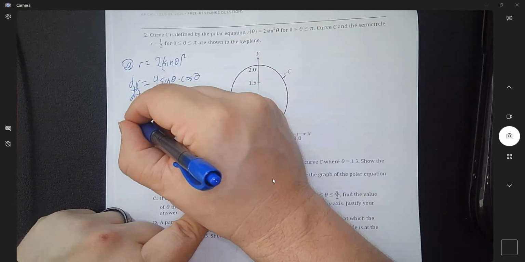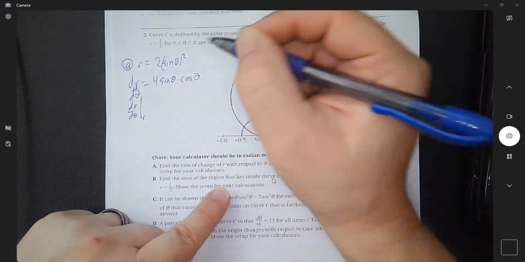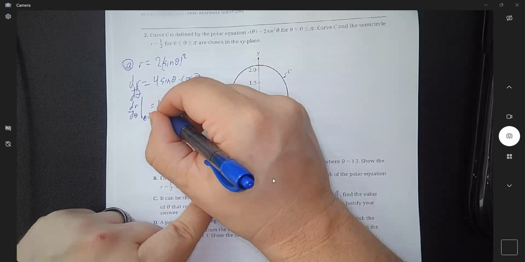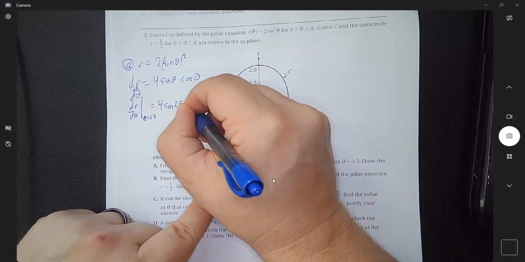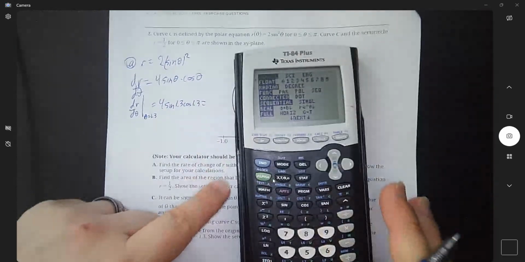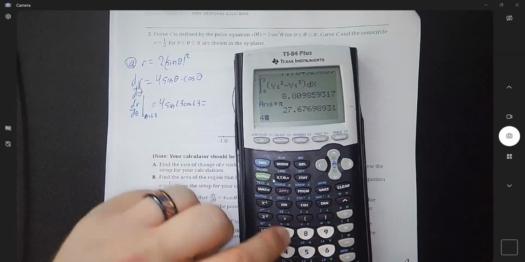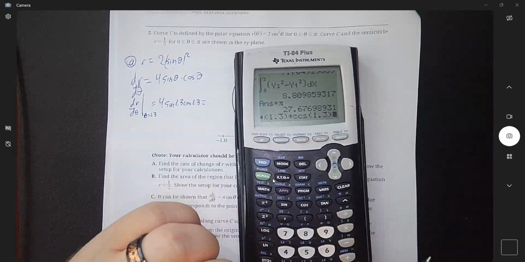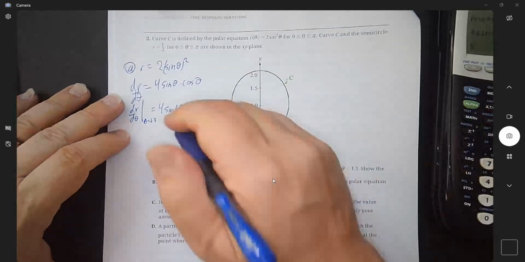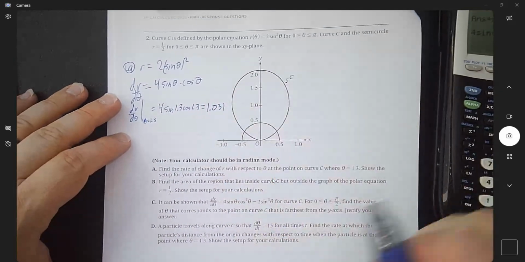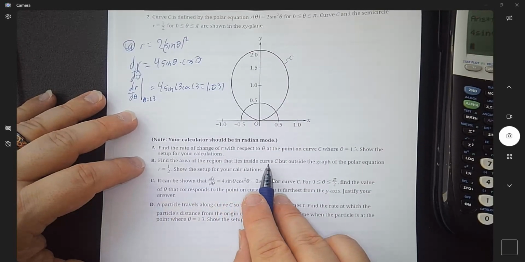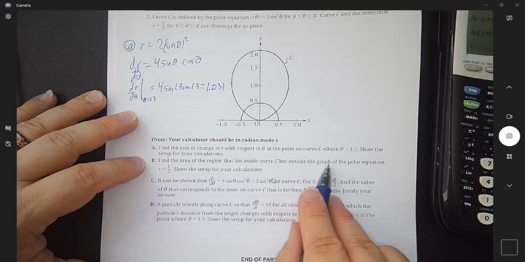So dr/dθ evaluated at θ = 1.3 would be 4 sin(1.3) cos(1.3). All right, well, let's just go find out what it is. 4 sin(1.3) times cos(1.3) is 1.031. So 1.031.